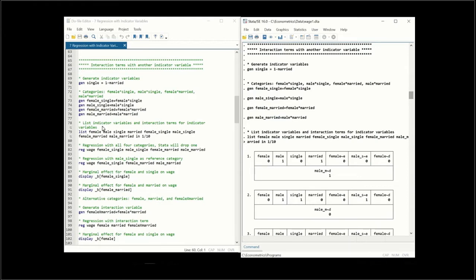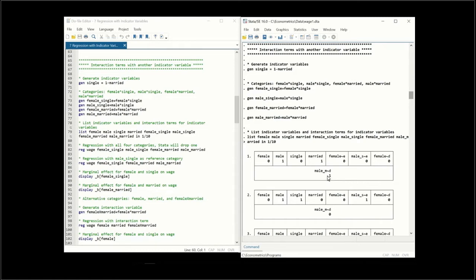If we list the indicator variables and interaction variables, we can list the original variables and then the interaction terms. This is what we're going to get. Here we have female equals 0, male equals 1. So that's a male, and this person is married. The next variables here are female and single, male and single, male and married, and female and married. And so this one is a 1.